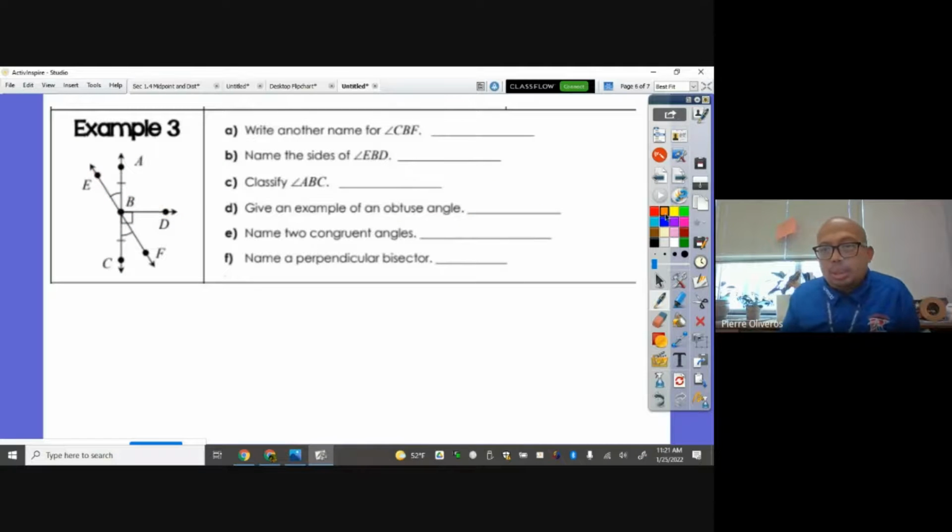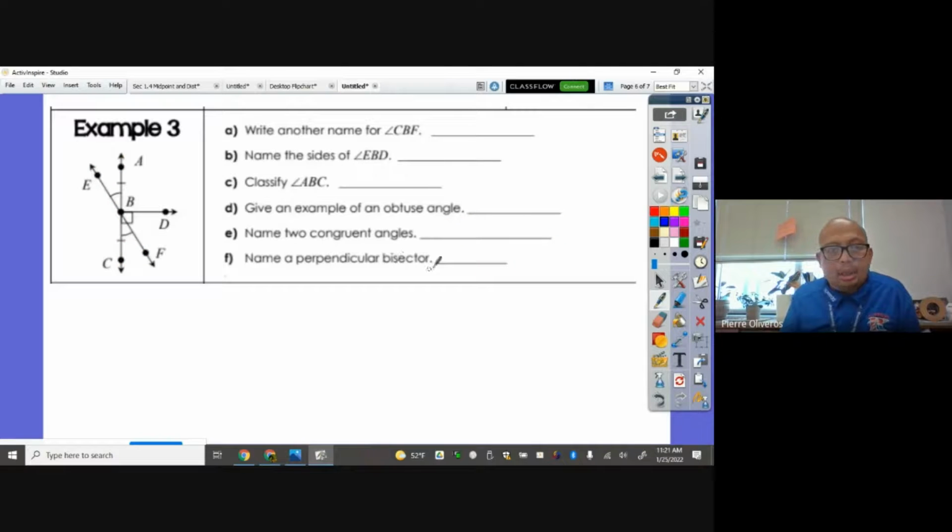Name two congruent angles. The two congruent angles here, you see this mark here and this arc here. That is an indicator that they are equal. So angle EBA is congruent to angle FBC, okay? Because of that marking, that means they are congruent.